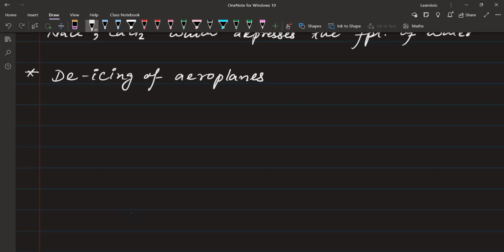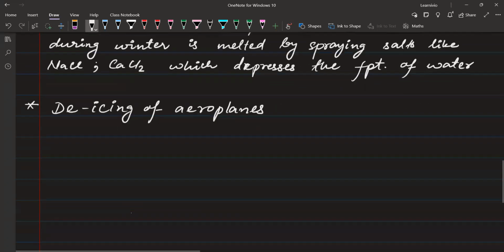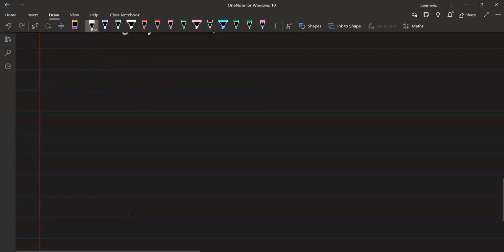So those moisture particles, since the aeroplane is so cold, they freeze. For example, when you pour a cold drink in a steel glass, the steel glass gets water droplets. So the gaseous moisture got converted into liquid state. Similarly, when it is too cold, the vapor particles which are in gaseous state will convert to solid state also. That is why the wings of aeroplanes generally have ice, and the de-icing of aeroplanes is done in the similar way, spraying of salts. Okay, de-icing of aeroplanes is the second example, the application.